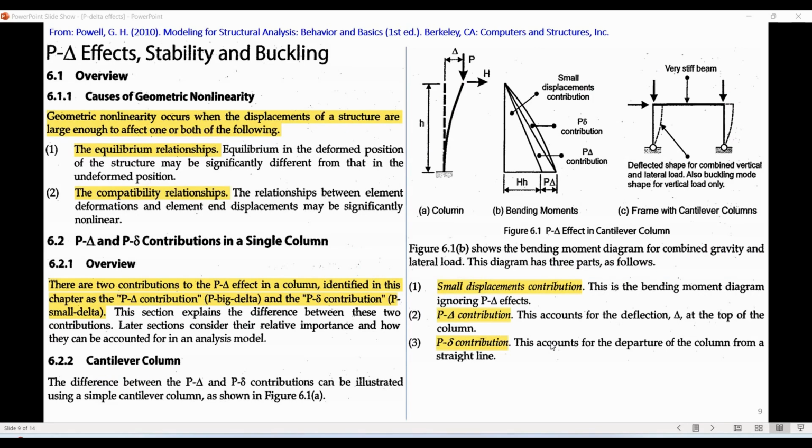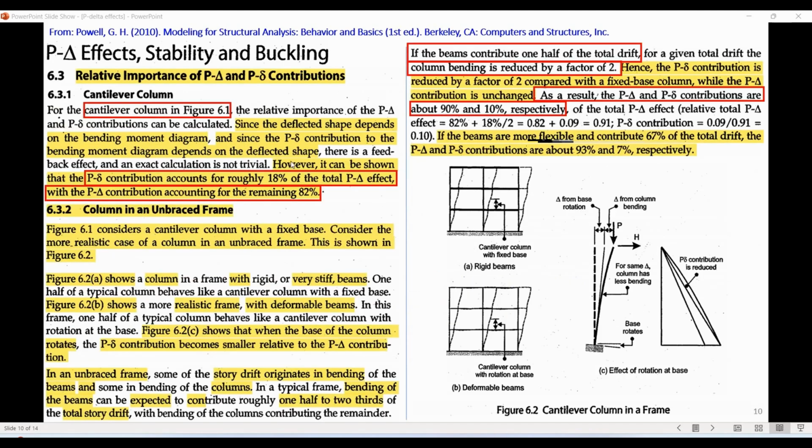And by checking this slide here, all of this information has been explained before in the previous slides. Then I just want you to keep in mind that this figure corresponds to figure 6.1. And in this slide, I'm trying to show now the relative importance of the P big delta and P small delta contributions.